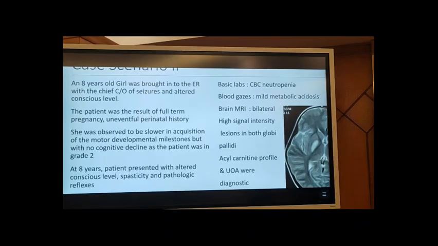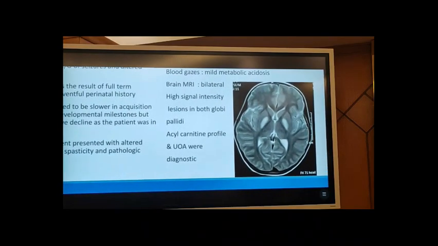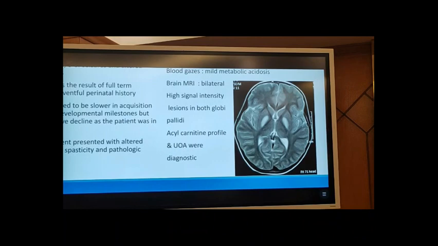Laboratory investigation revealed neutropenia and mild metabolic acidosis on blood gases, but her brain MRI demonstrated, as you see, bilateral and symmetrical high signal intensity lesions in the globus pallidus. This is very pathognomonic for methylmalonic acidemia and propionic acidemia, especially methylmalonic. We saw a lot of cases of methylmalonic.